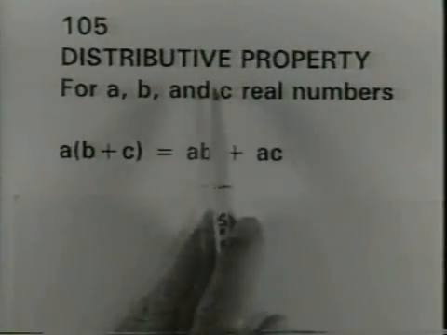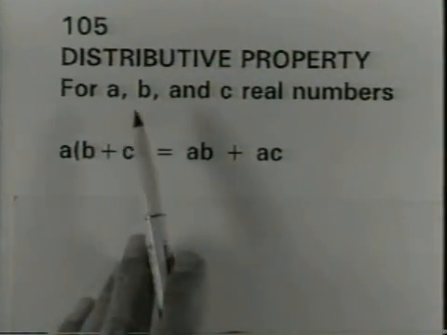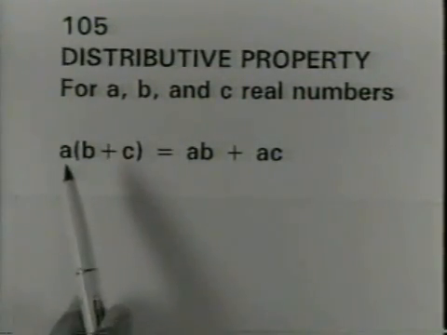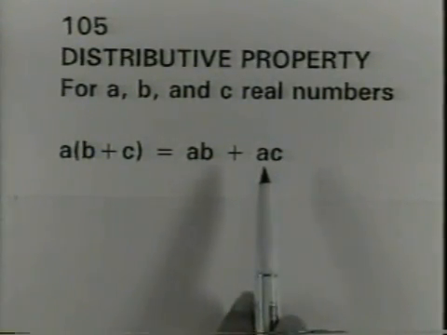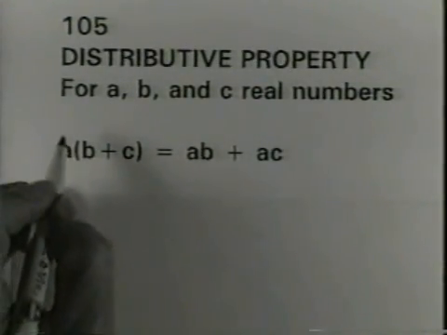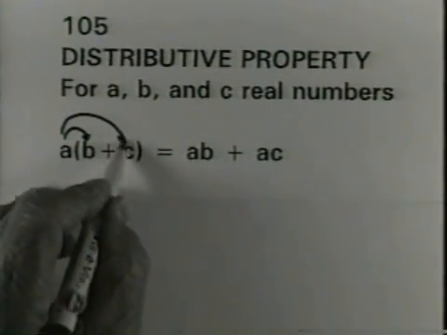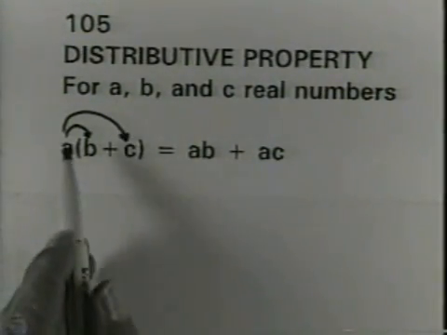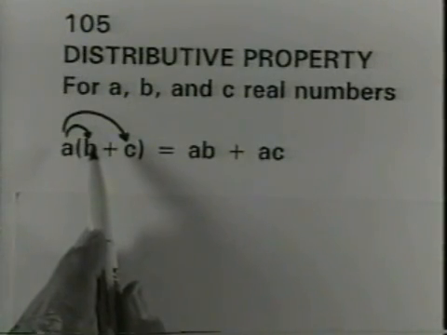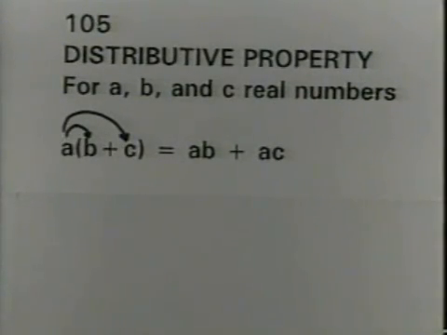Let's start by recalling the distributive property of multiplication over addition. For A, B, and C real numbers, A times (B plus C) is equal to A times B plus A times C. In words, I'm going to distribute the A to the B, the A to the C. I am distributing the multiplication over the addition. So I'm multiplying A times B, keep the plus, I'm multiplying A times C. The distributive property of multiplication over addition.